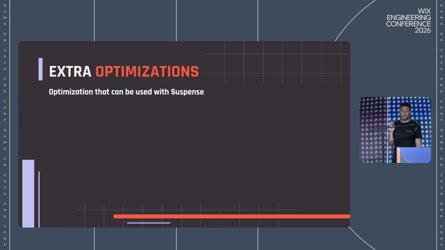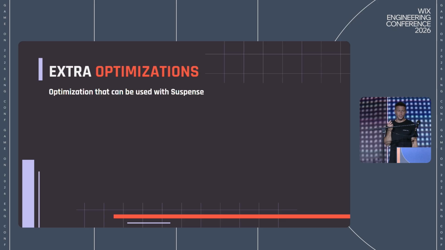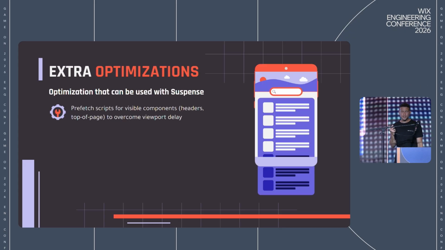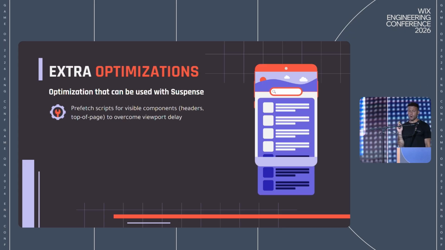Now let's look at a few extra optimizations that are possible when using selective hydration. Some we're already experimenting with, and some we plan to do in the future. First, we can prefetch component scripts that always appear in the viewport when the page loads. So you can see the search box and the image. They're always at the top, and we can preload them.